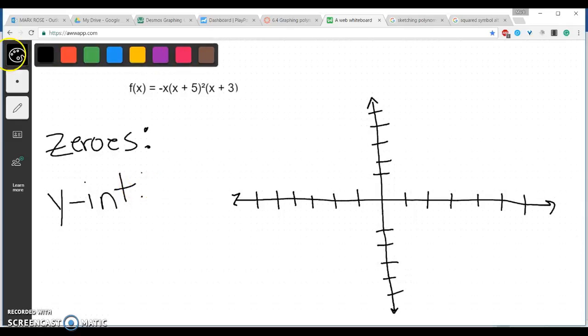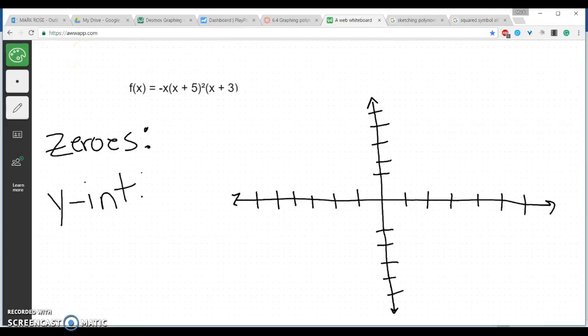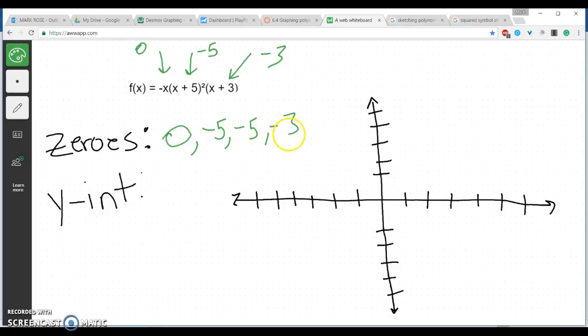So if I go through, the zeros of this function would be, well, I want to think about what makes this equal 0, which would be 0. What makes this equal 0, which would be -5. And what makes this equal 0, which would be -3. So my zeros would be 0, -5, -5, -3. And again, we write that -5 twice because of that little square term.